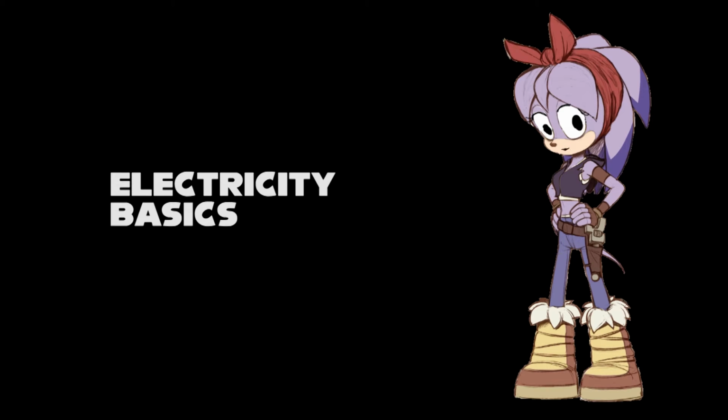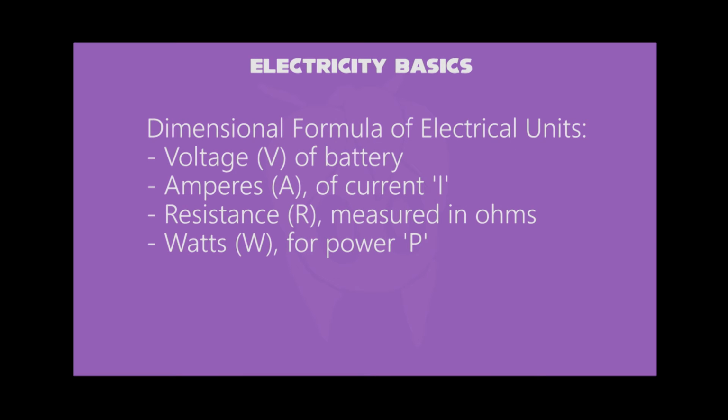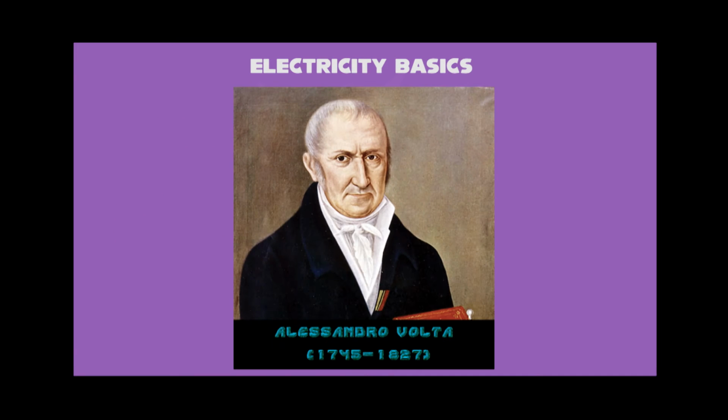Now, moving ahead to check the dimensional formulas of units. We will consider these units. Volts, denoted by V. Amperes, denoted by A with variable I. Resistance, denoted by R, measured in ohms. And watts, denoted by W, with the help of power. Beginning with the voltage unit, it came from the Italian physicist Alessandro Volta, 1745 to 1827, who is credited as the inventor of the electric battery.